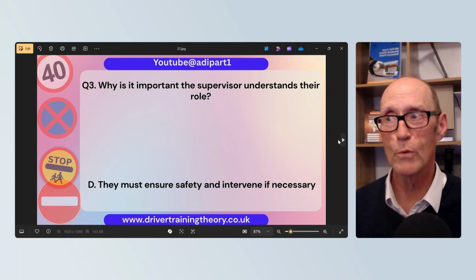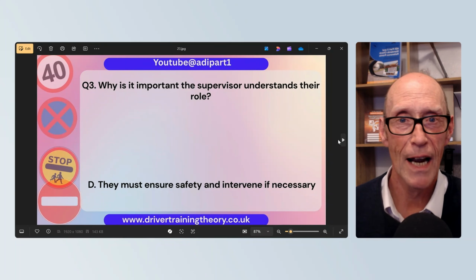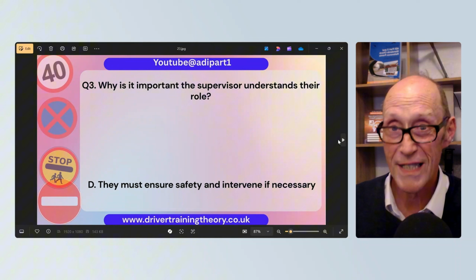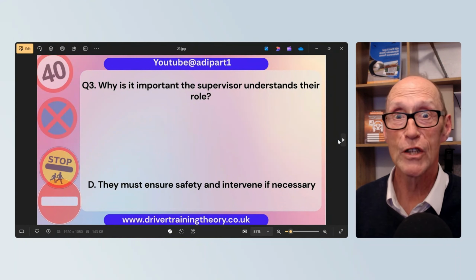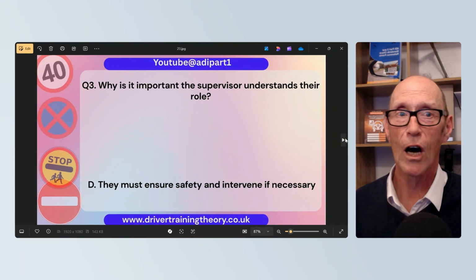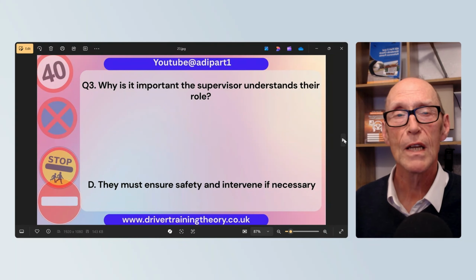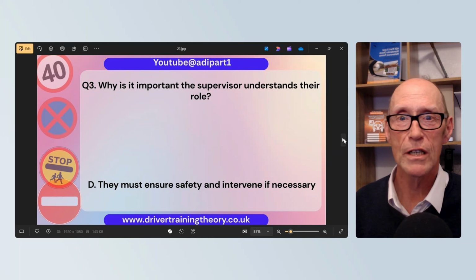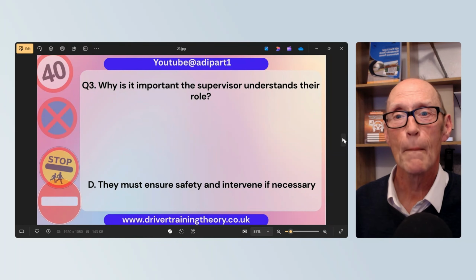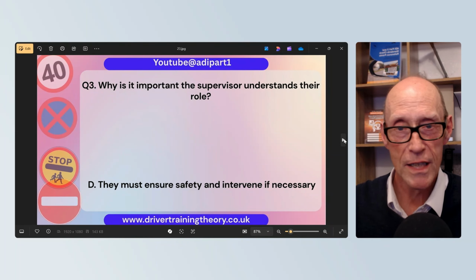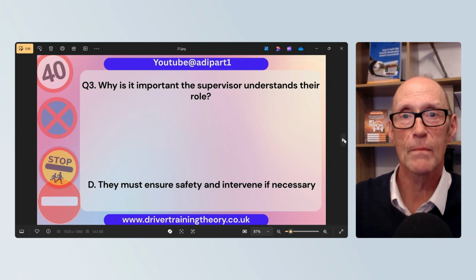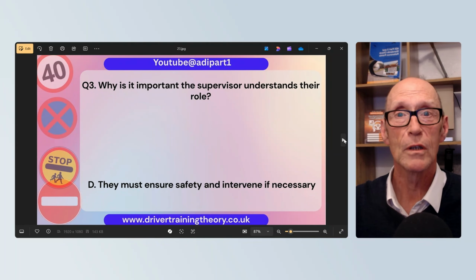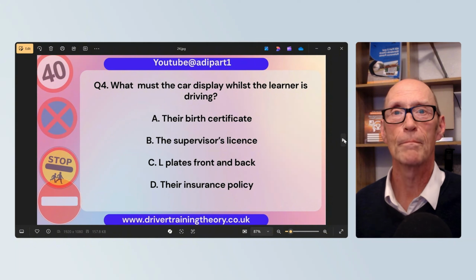You are aware you may need to yank the handbrake up or say stop if you see them going wrong. Are you aware of that? Now, for some people, that's a bit too much of a risk, so they wouldn't do it. But they need to understand what's required of them before they go out with the learner driver.